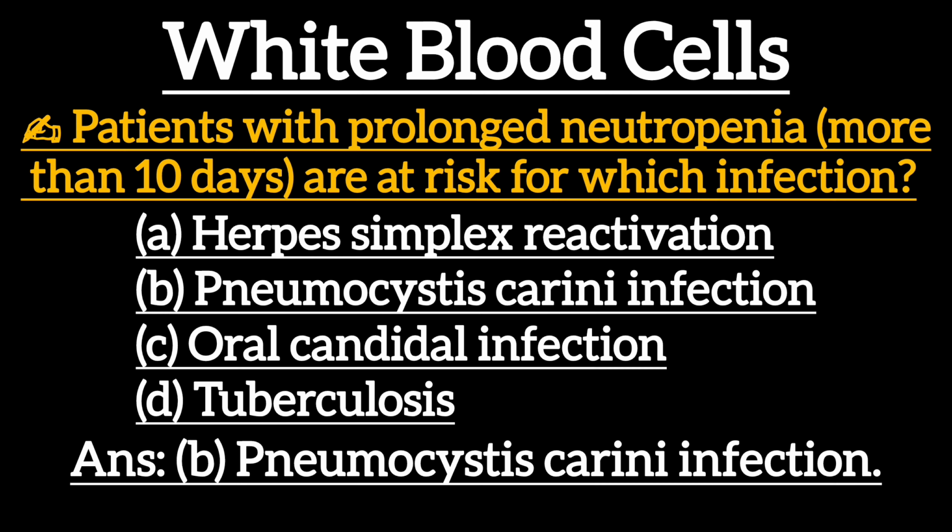Next one: a patient with prolonged neutropenia, more than 10 days, is at risk for which infection? Option A, herpes simplex reactivation. Option B, pneumocystis carinii infection. Option C, oral candidal infection. Option D, tuberculosis. Correct answer is option B, pneumocystis carinii infection.